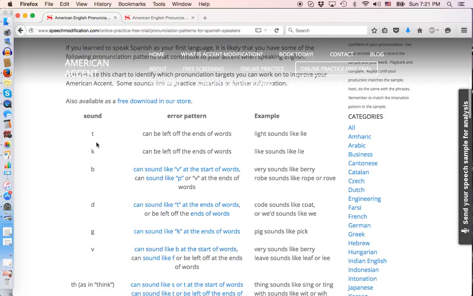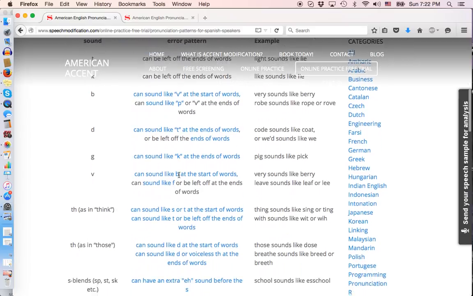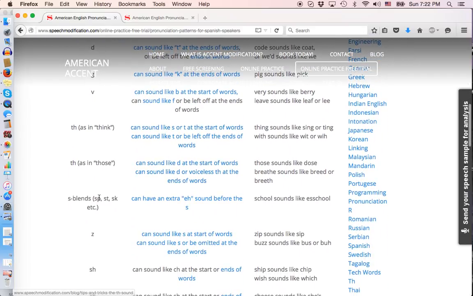You can look at what the sounds are and what the error patterns are when speaking English. So, for example, you might notice that words that begin with an S sound and another consonant, such as speech, store, school, may have an extra sound before the S. So school might sound like eschool. This describes the error pattern and gives me an example.